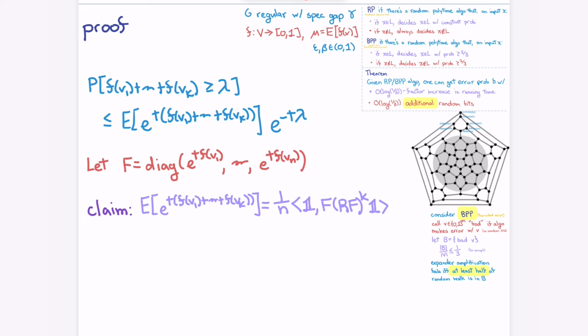Except you're not adding up the coins. You're multiplying them together because that's how multiplying these diagonal matrices works. Right. So F is a diagonal matrix of e to the coins. So wherever you are, you get e to the coins. You take a random step. You get e to the coins. Random step, e to the coins, and they all multiply together. But because of the e, it's going to be e to the coins all added up.